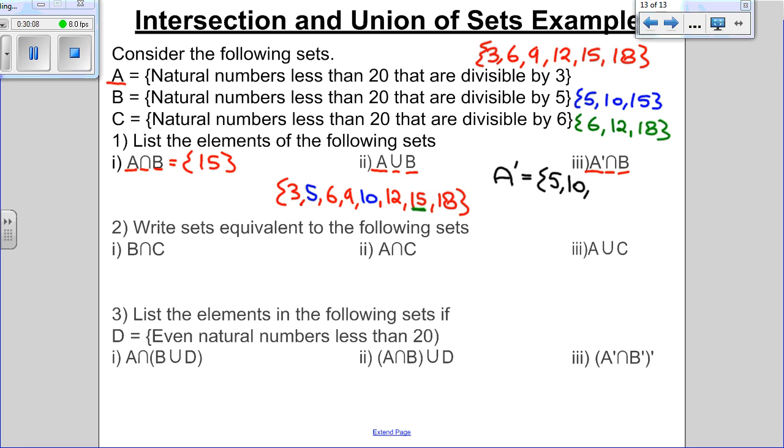So what is not A and found in B? 5 and 10. And that's all. It turns out to be everything that's in B.